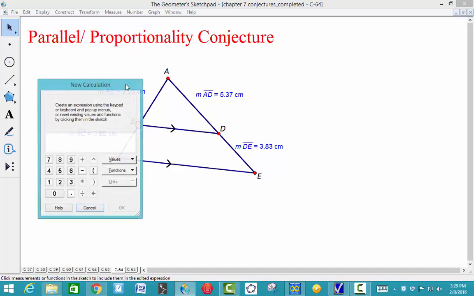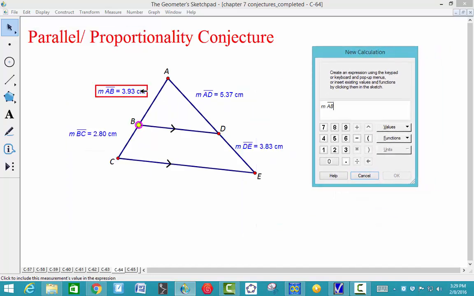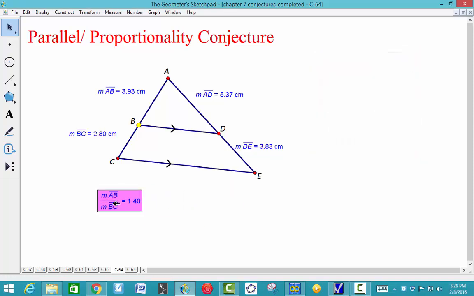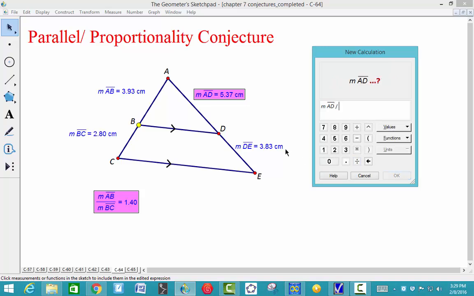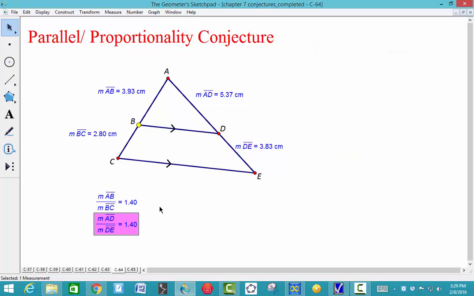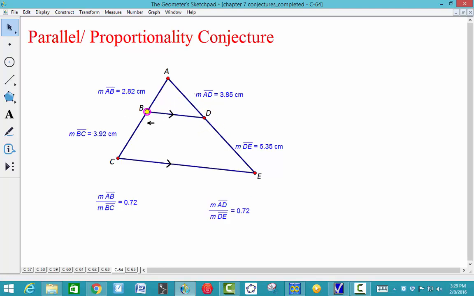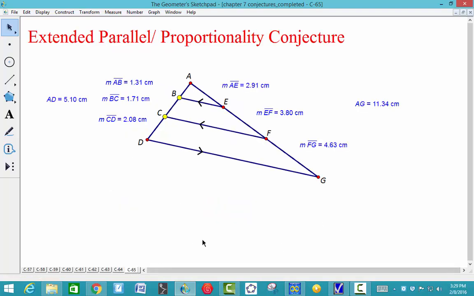So if I come up here and calculate my ratios, so AB is to BC as AD is to DE. Okay, and no matter how this line moves, you'll see the ratio changes, but the ratios will always be congruent. The same holds true if we add another or several more parallel lines.